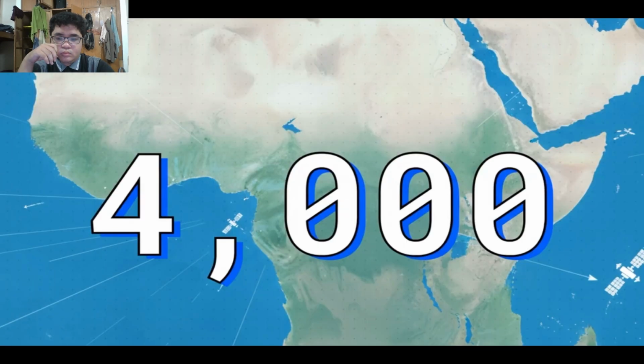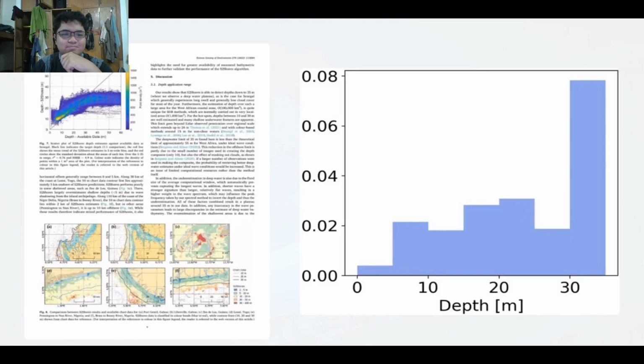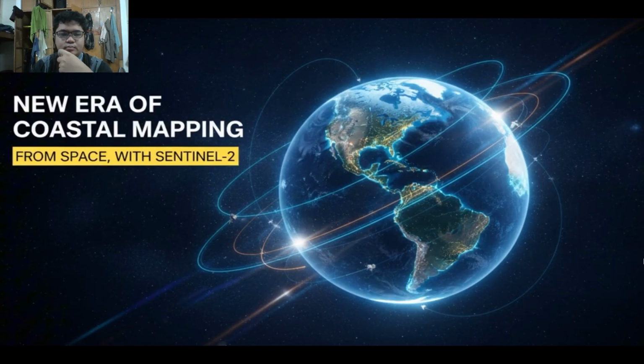Just recently, researchers mapped a continuous 4,000 kilometers of the West African coastline using this exact tech. It created this insane mosaic from Senegal to Gabon, revealing flow channels and river deltas like never before. Plus, deep learning networks are now combining these wave kinematics with color data for ultimate precision. It's wild. The new era is here. We finally have the power to continuously monitor our coastlines globally.